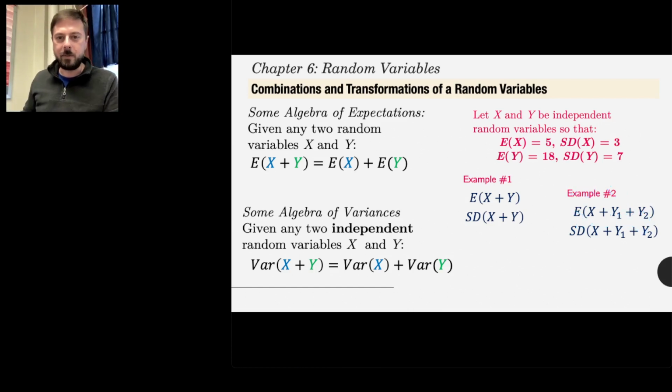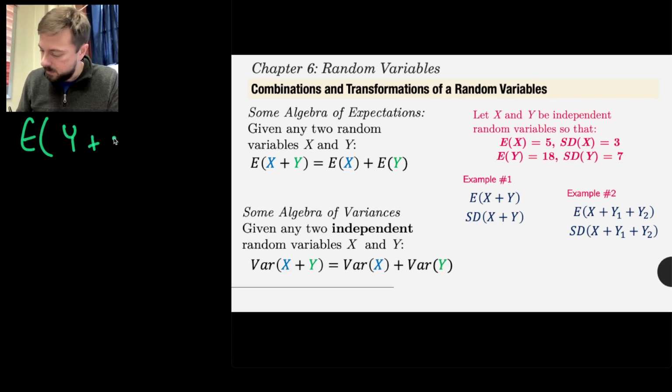All right, let's just do one more example, shall we? Let's just do something simple. What if I asked, what's the expected value of y plus, say, 20? Well, there's an easy way and a hard way. Let's do it the long, hard way.